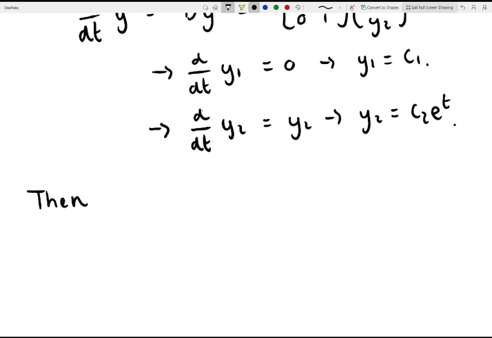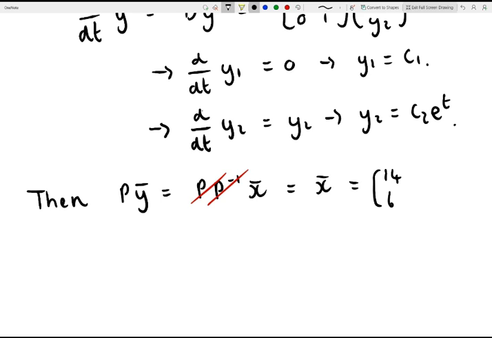Then we need to go backwards and multiply our substitution by P. So P times y bar is P times P inverse times x bar, this is of course equal to x bar, because here we have the identity. So x bar is the matrix 14, 6, 15 and 6 multiplied by y bar, which is c1 and c2 times the exponential of t.